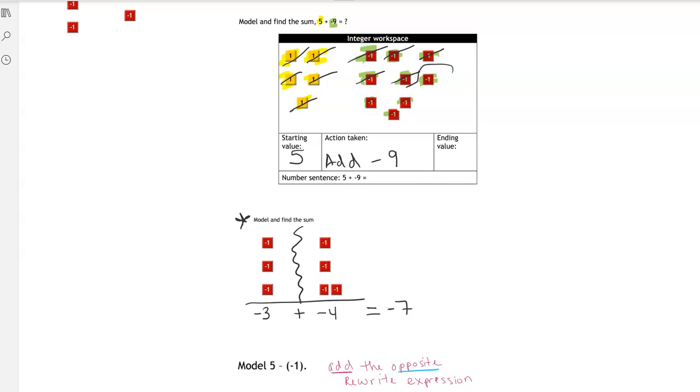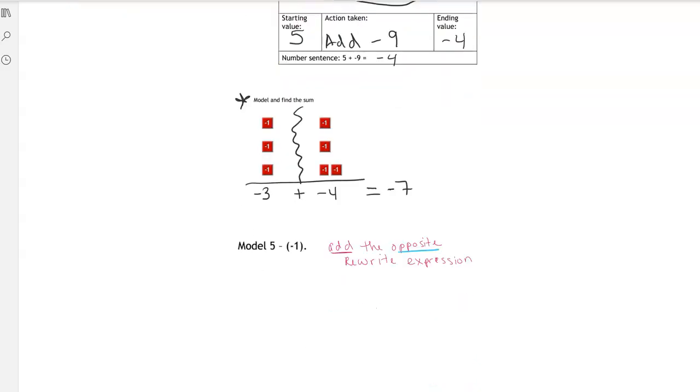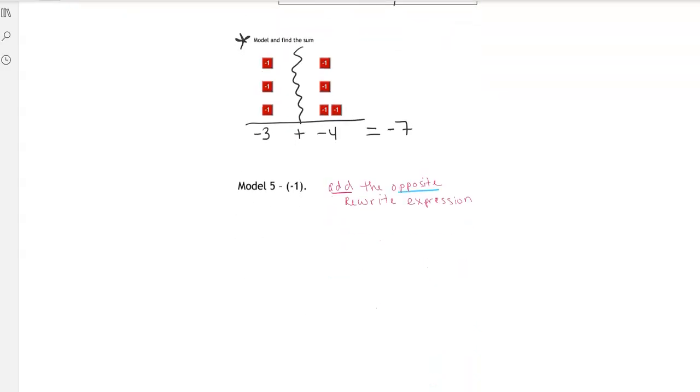So I'm going to circle what didn't get 0 paired out, and that's -4. So 5 plus -9 is a -4. Take a moment to copy that into your notes. Now our very last, second to last example.